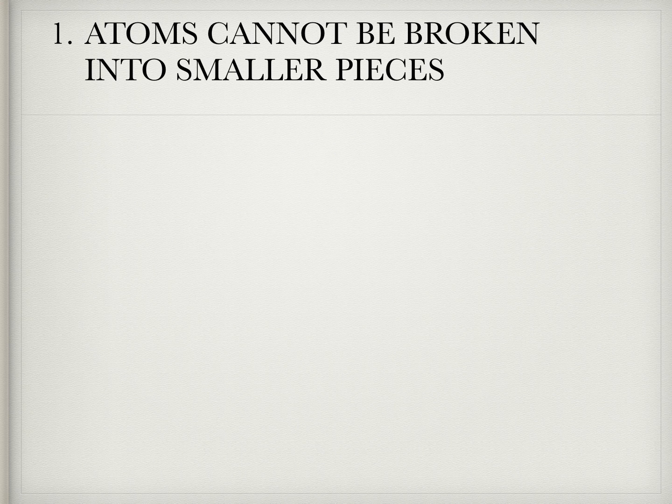The first one, atoms cannot be broken into smaller pieces, meaning the atom is the smallest thing there is. Someone can't take and break down an atom. Now, you'll hear about splitting atoms. We'll get more into that, but atoms by themselves naturally can't be broken down to smaller things.